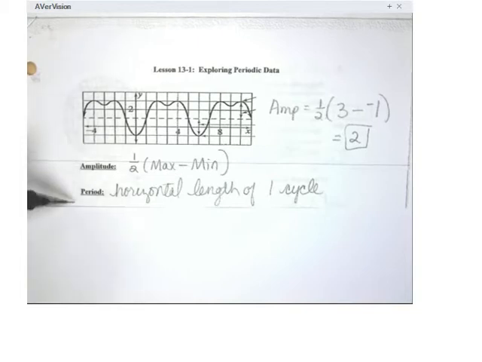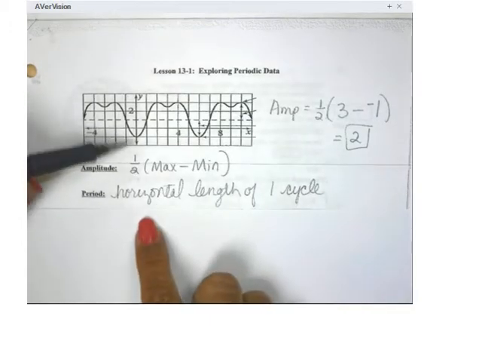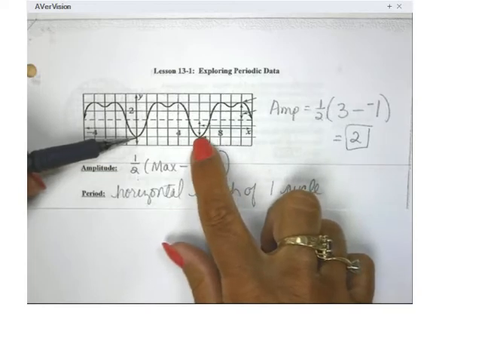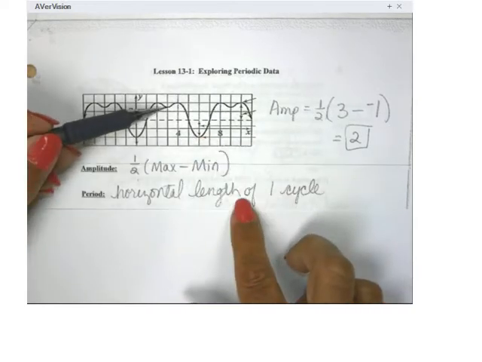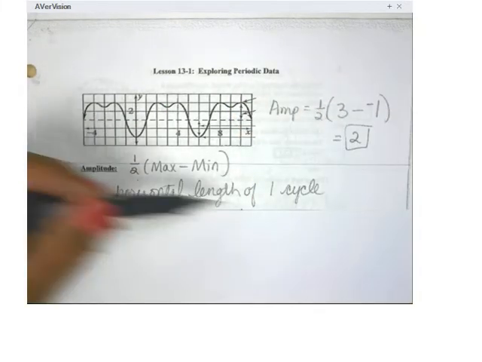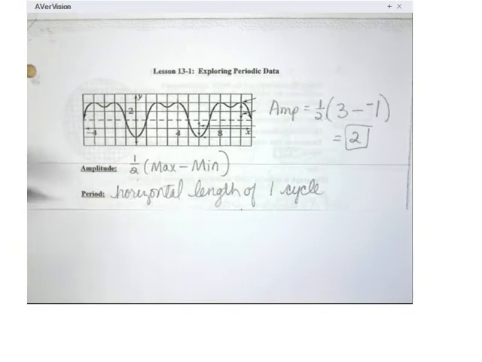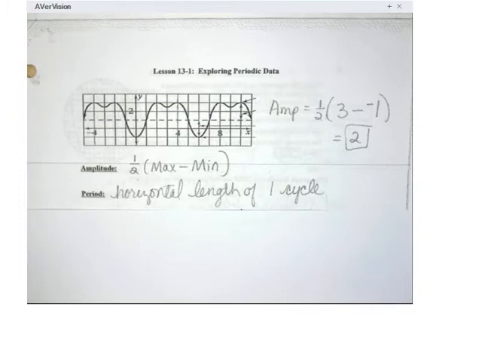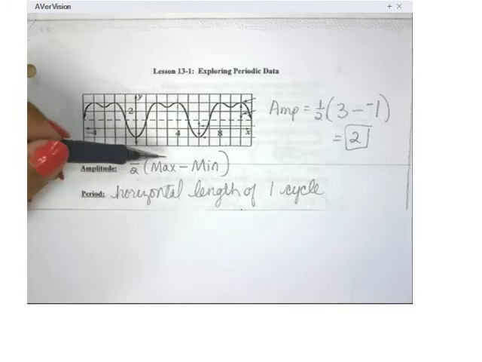The period of the graph is how long it takes for the graph to start to repeat a cycle. So for us, we could even start at this low to this low. There's one period. From this little middle to this little middle, that's a period. So the horizontal length of one cycle is called the period. Now the amplitude of a periodic function is not the distance from high to low. It's half of the distance from the max to the minimum.